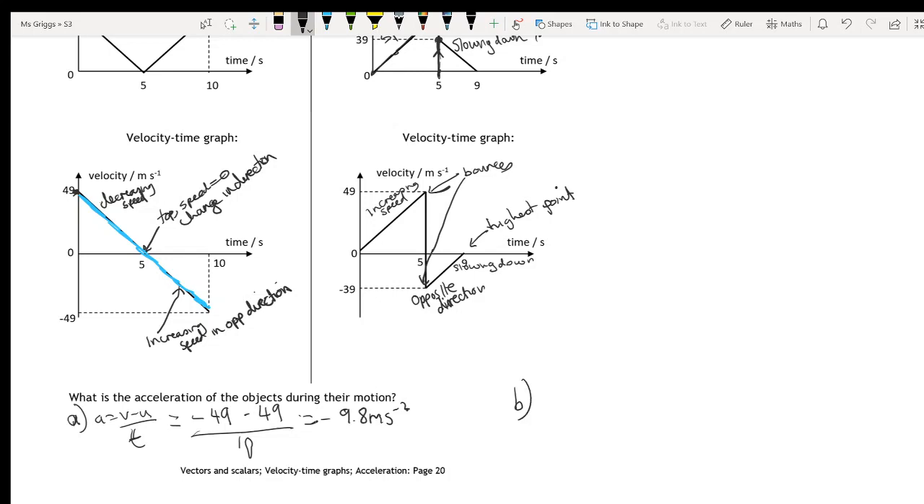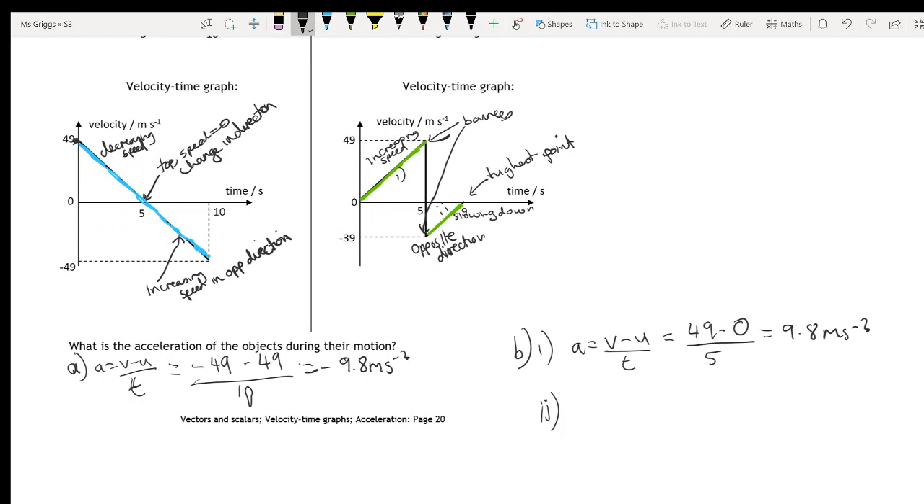For B, we need to look at two different parts here. We can look at this acceleration here, and we can look at this acceleration here, because they will be slightly different. So let's call that I and that one II. So for B I, acceleration is v minus u over t. So final speed is 49. Initial speed was 0, divided by 5, which is 9.8 meters per second squared. Just increasing in speed.